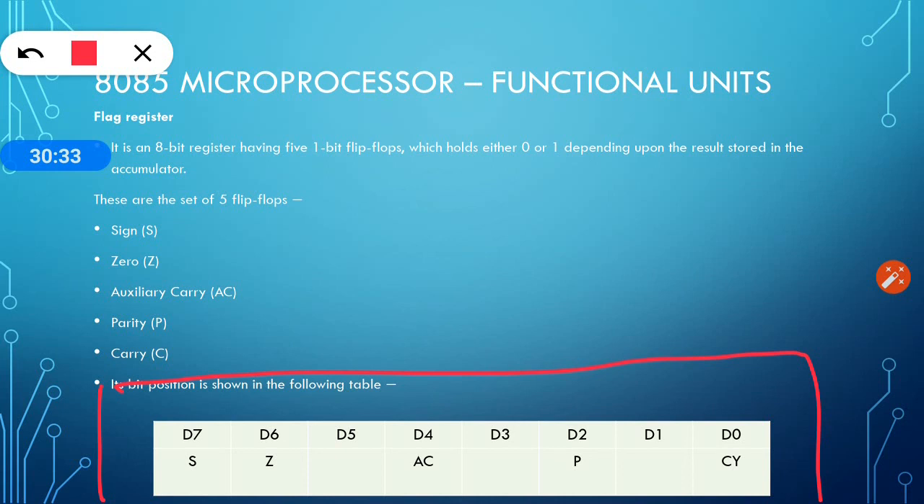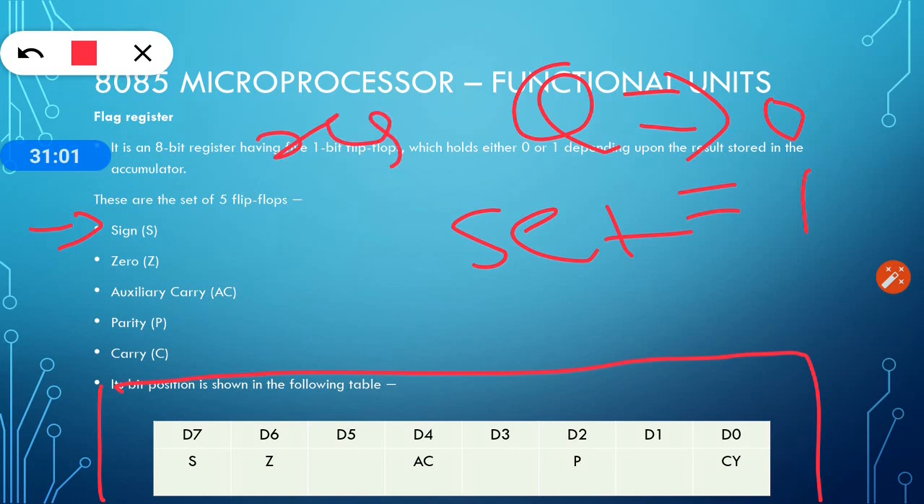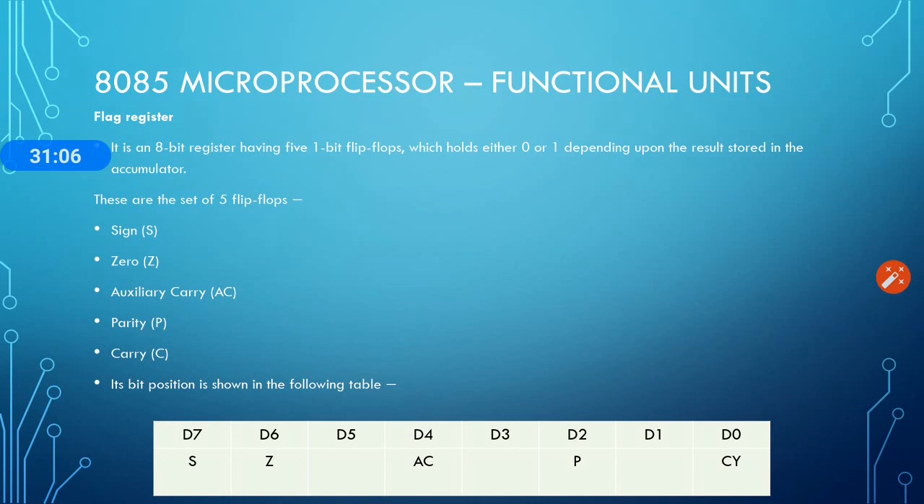So here you can see that these are a set of 5 flip-flops. Normally a set of flip-flops means, we studied the SR flip-flop in our sequential and combinational logic circuits lecture. So it holds 1 bit of data, that is, it holds Q equal to 0 if we are resetting the flip-flop, and it is 1 if we are setting the flip-flop, right? Set means output is 1 and reset means output is 0, right? So here we are having 5 flags, that means 5 flip-flops. Each flip-flop holds 1 bit of data.